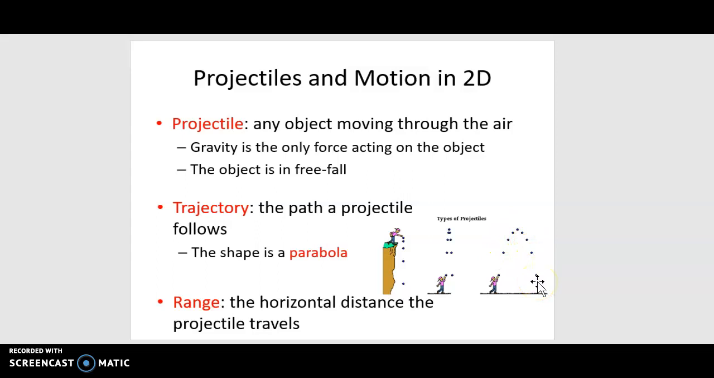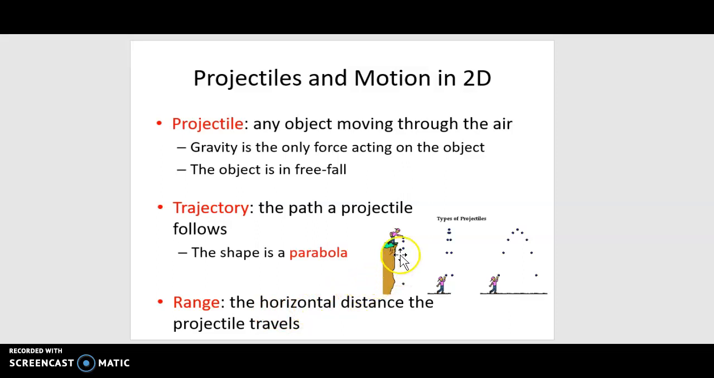When you do throw it at an angle, it has this curved shape to it, and we call that shape a parabola. Say that word, parabola. Then the range. The range is the horizontal distance the projectile travels.